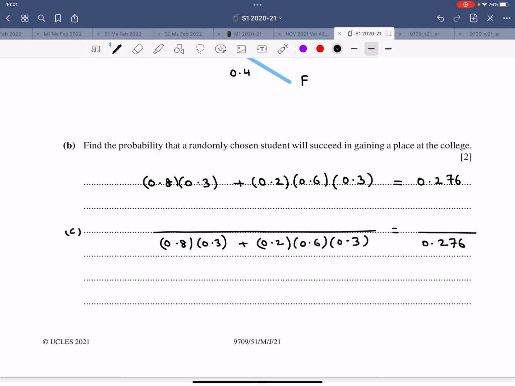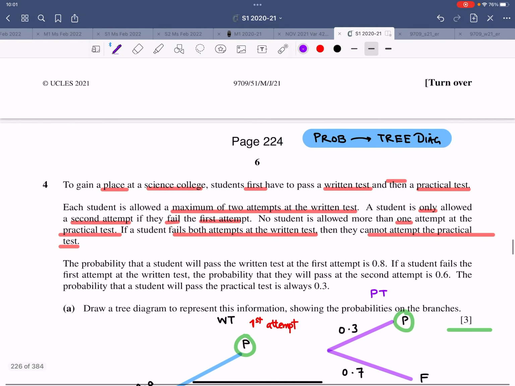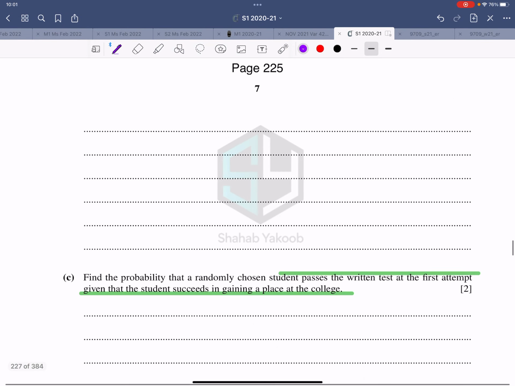And over here, this is passing written test on first attempt. This is passing written test on second attempt, which is the thing that is relevant for us. That is this thing. So 0.8 into 0.3, that goes at the top. So 0.240 goes at the top, and then you divide, and then you get this particular answer. Okay, so that finishes question number 4. Question number 5.